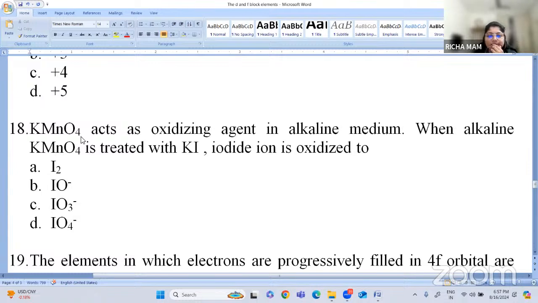Next question. KMnO4 acts as an oxidizing agent in alkaline medium. When alkaline KMnO4 is treated with KI, iodide ion is oxidized to A, I2, B, IO minus, C, IO3 minus, and D, IO4 minus. We know that KMnO4 is a good oxidizing agent. So what will happen when it is treated with KI? What is the reaction?